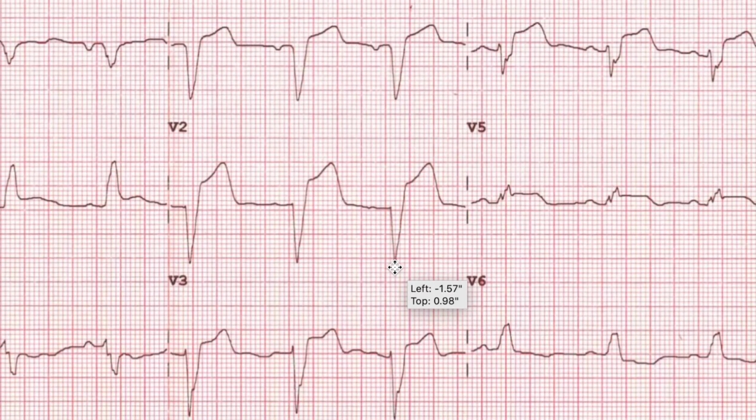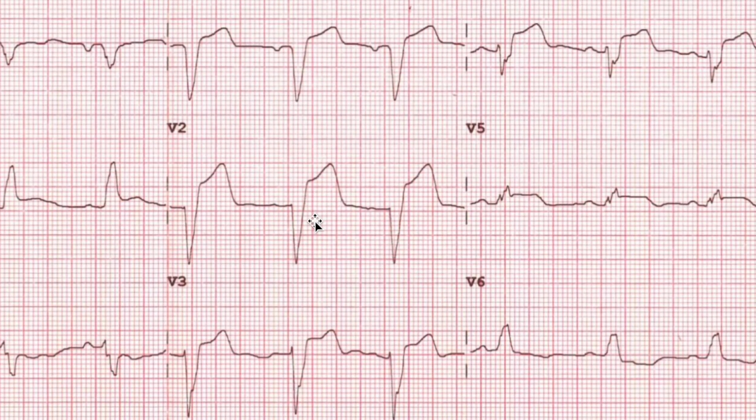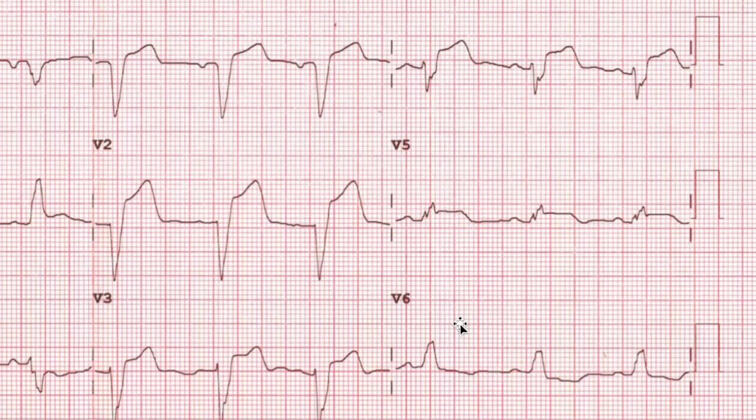All right, so if you look, remember you're looking for at least 5 millimeters of ST segment elevation. Remember, every small box is 1 millimeter, so you have 1, 2, 3, 4, 5, maybe 6 millimeters of ST segment elevation. So you get 2 points for that, based on that rule, along with the concordant elevation. We've already reached plenty of points indicating we have a myocardial infarction.